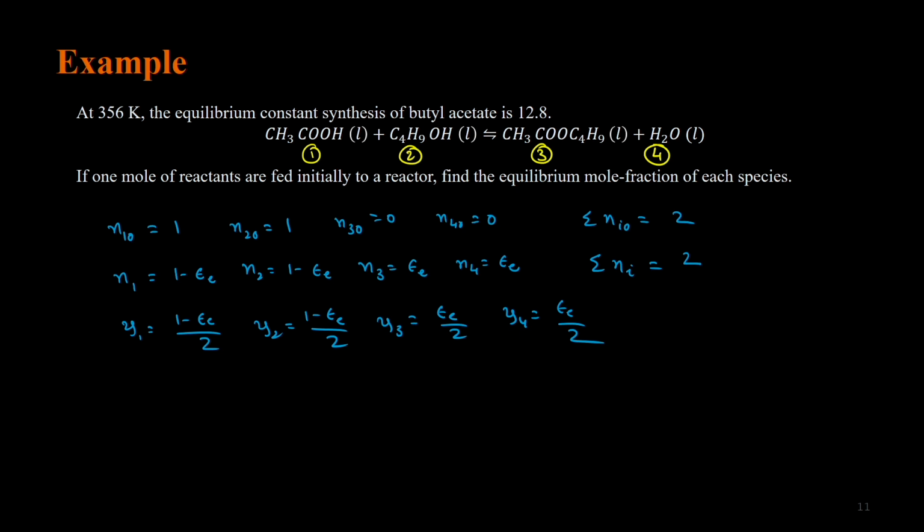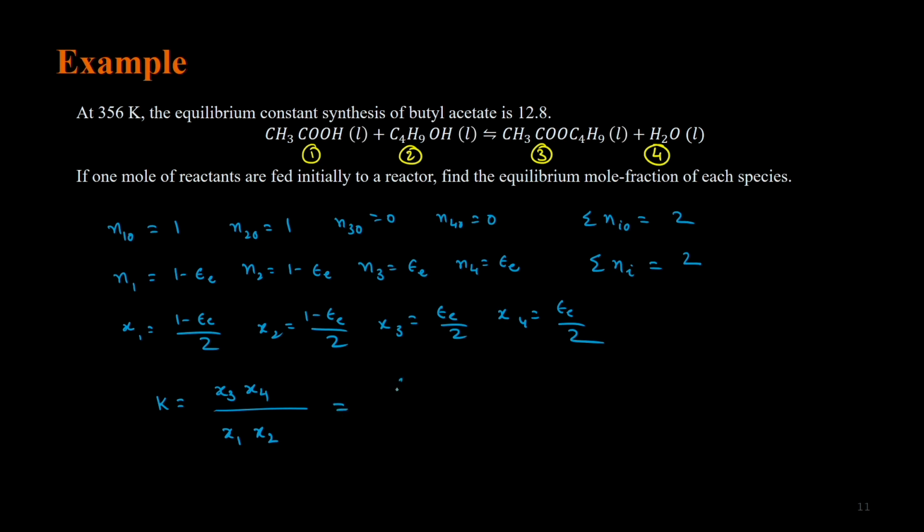And, well, I should have used the term X for mole fraction instead of Y because we're talking about a liquid phase reaction. So let's call them X1, X2, X3, and X4. Now, for the liquid phase reaction, if I assume the solution to be ideal, then for both 3 and 4, the products have nu i's of plus 1 and plus 1. The reactants have nu i's of negative 1, so they appear in the denominator.